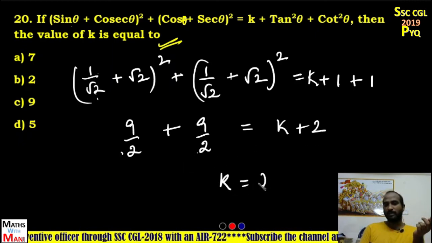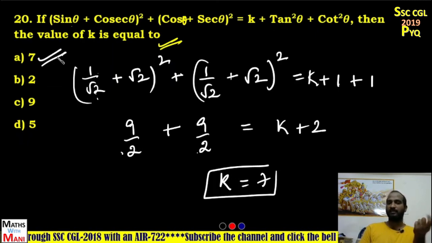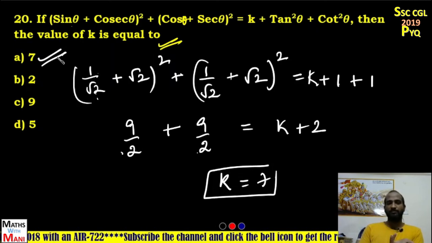So what is the value of k? 7 is the correct answer. First option is the correct answer. That's it. So in this way you can solve these types of problems.